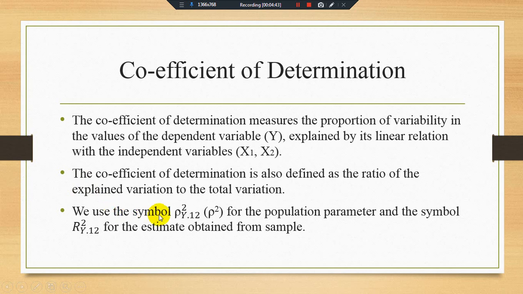We use the symbol chi-square or phi square y12 for the population parameter, and for the sample case you write r square y12. So for the multiple regression line we have r square y12.